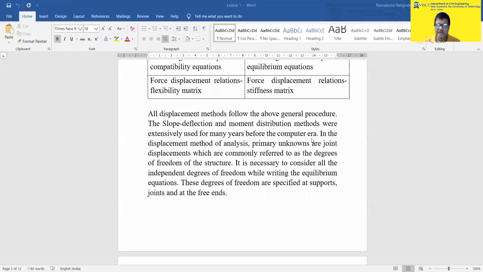Now, in the displacement method of analysis, the primary unknowns are joint displacements, commonly referred to as degrees of freedom of the structure. It is necessary to consider all the independent degrees of freedom while writing the equilibrium equations. These degrees of freedom are specified at supports, joints, and free ends. As we have discussed, for the fixed end and the simple support end, what are the degrees of freedom? Degrees of freedom, that is kinematically indeterminate. Degrees of freedom means whether the slope is known or the deflection is unknown. So those things you have to point out as the primary unknowns in case of displacement method of analysis. So at the joints, you have to see what the unknowns are. Then you have to use the joint equilibrium to solve the problem.